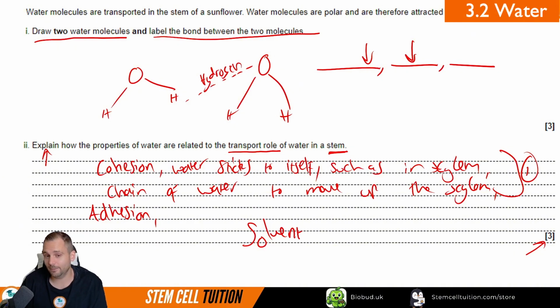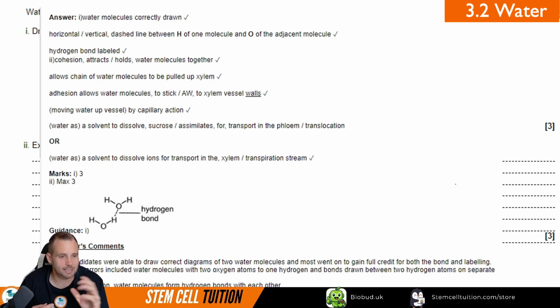Now I'm going to explain it in transport in the stem. I'm not going to say so things can move around. I'm going to say such as sucrose, which is going to move during translocation, which is going to move up and down the phloem. And you can check your answer here now with the official marks.